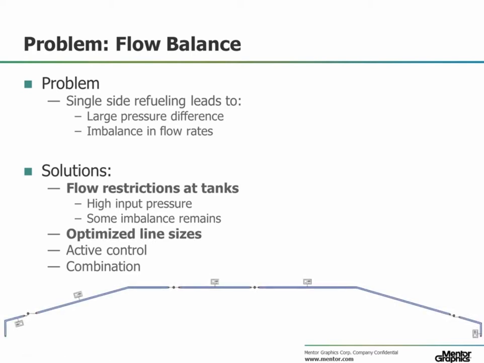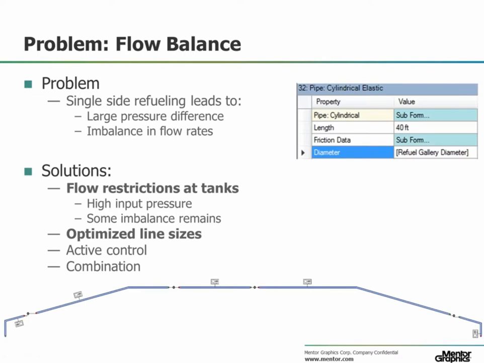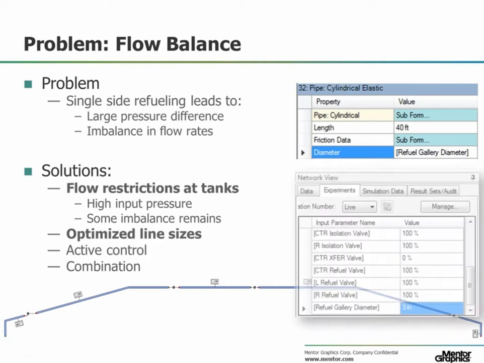We can try a series of simulations to vary the refueling pipe size, which will affect pressure drop along the length of the line. We can then select the best compromise between pressure loss and size, which affects both packaging and the weight of our aircraft. To perform the analysis, we can make use of Flowmaster's parametric capability and assign a variable in all of our pipe components to correspond to our refueling gallery diameter.